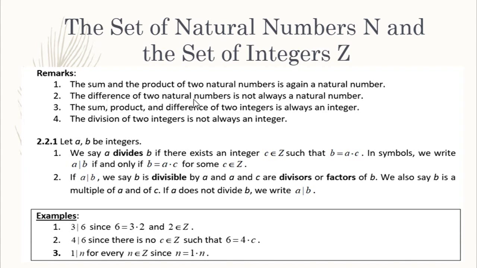Next, the difference of two natural numbers is not always a natural number. So, difference mao ni siya ang resulta kung mag-subtract ta. Kung mag-subtract ta og two natural numbers, dili sa tanang panahon natural number ang mugawas. Kay pwede man ta og negatives. Next, the sum, product, and difference of two integers is always an integer. So when we add, multiply, and subtract two integers, ang resulta is always integer.